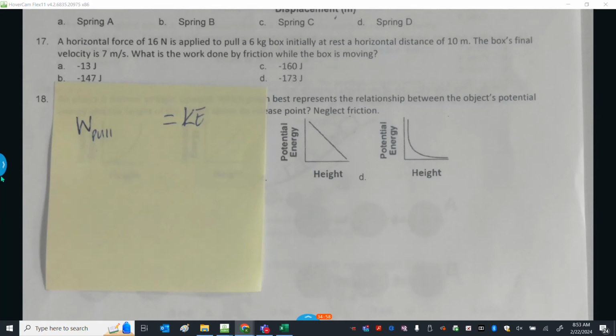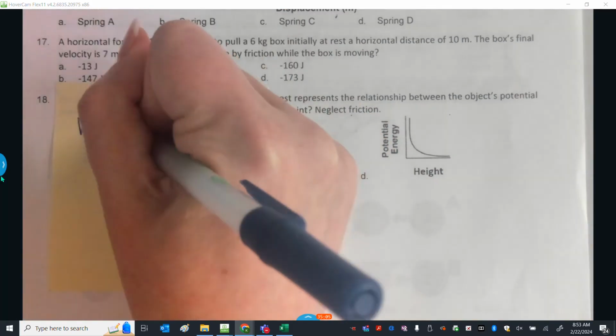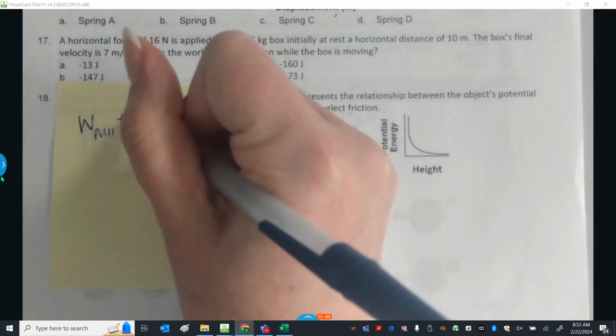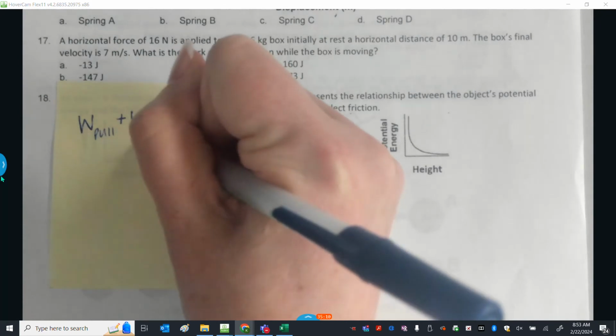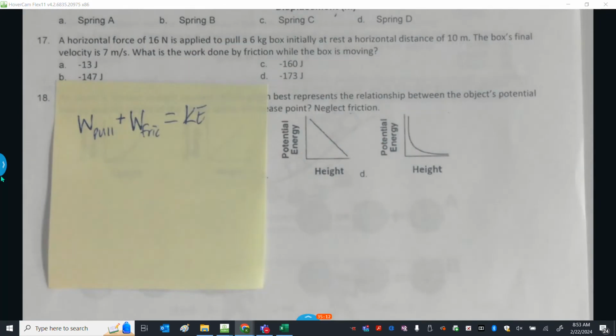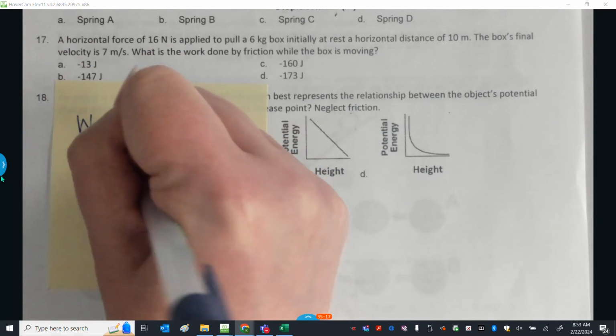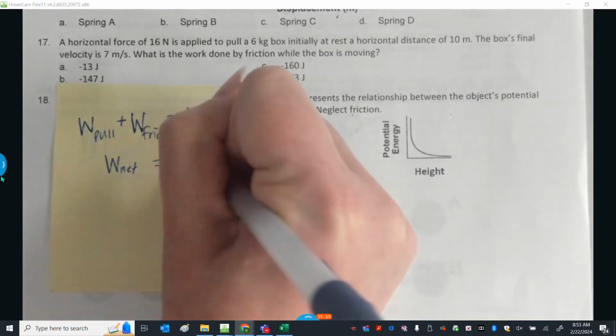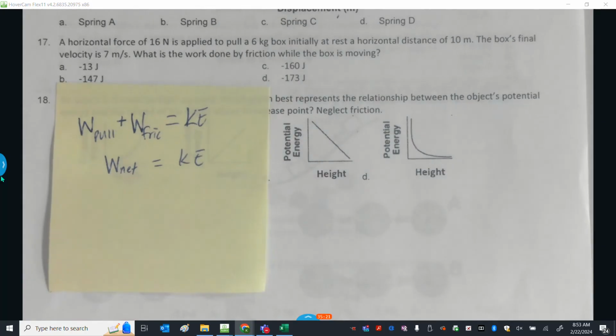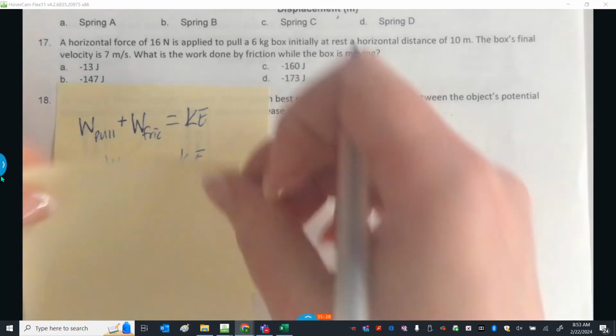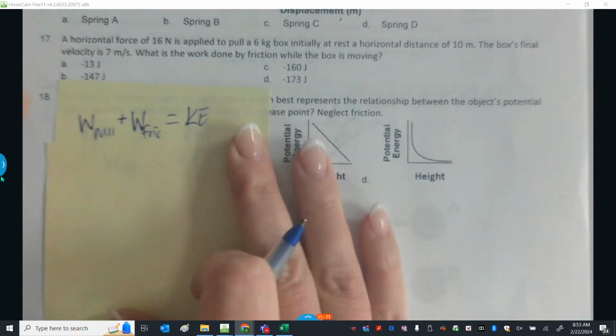I can solve for each of these and see if they are equal, and if they're not, figure out what the difference is, or I can build it into my equation. The work done by pulling the box, well, guess what? There's also work done by friction. It's going to be negative work. Usually this equation is just written like this: net work equals change in KE. I could do that, but my net work is the sum of my works. So let's go ahead and figure out how much work was done by the pull and how much KE we have at the end.